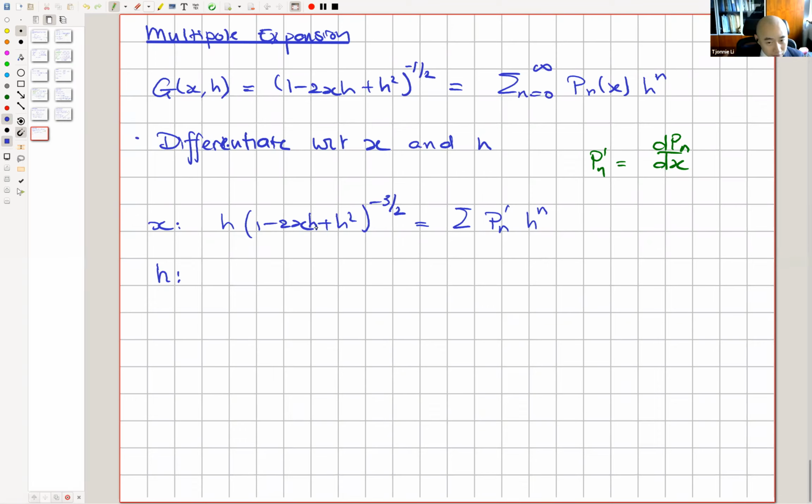Okay, so now let's differentiate this equation at the top with respect to h, and it should be x minus h over 1 minus 2xh plus h squared to the power 3 over 2. And the right-hand side, because now we got h to the power n, so we differentiate h to the power n, we get something that goes as the sum n Pn h to the n minus 1.